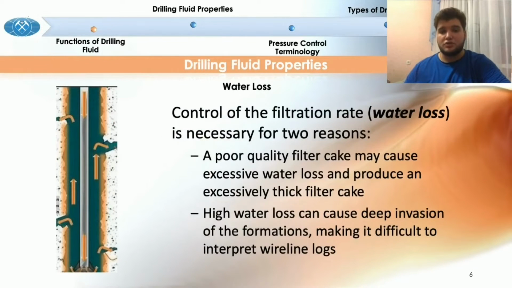And for water loss, the control of the filtration rate is necessary for two reasons. A poor quality filter cake may cause excessive water loss and produce an excessively thick filter cake. High water loss can cause deep invasion of the formation, making it difficult to interpret wireline logs.